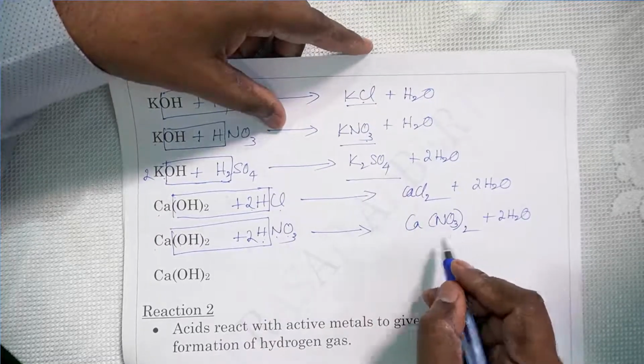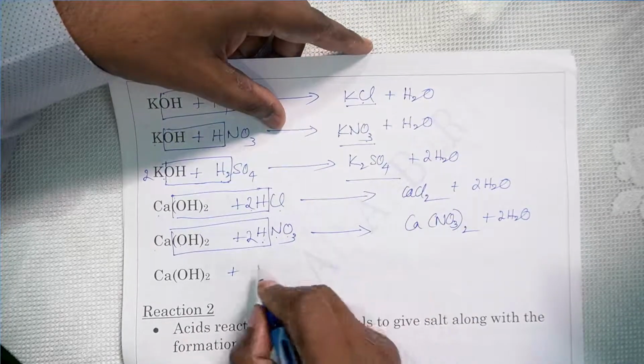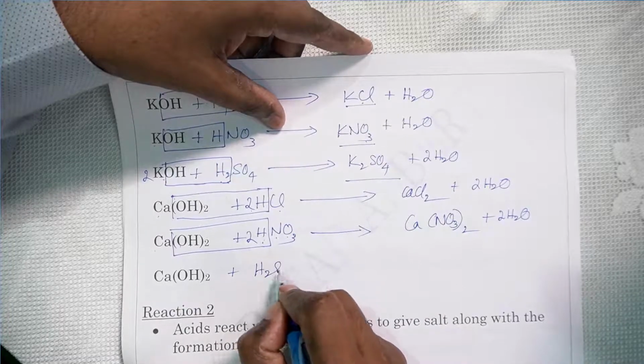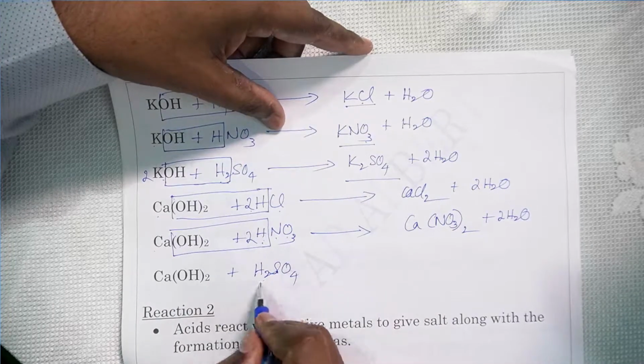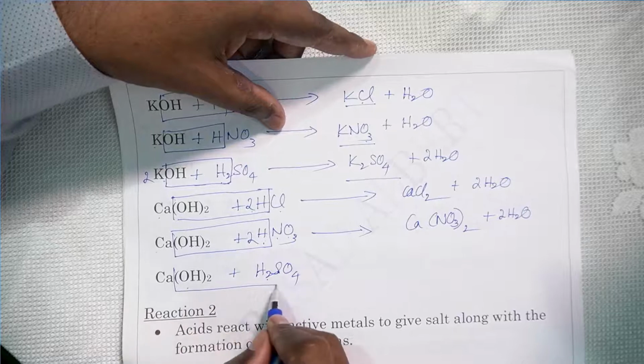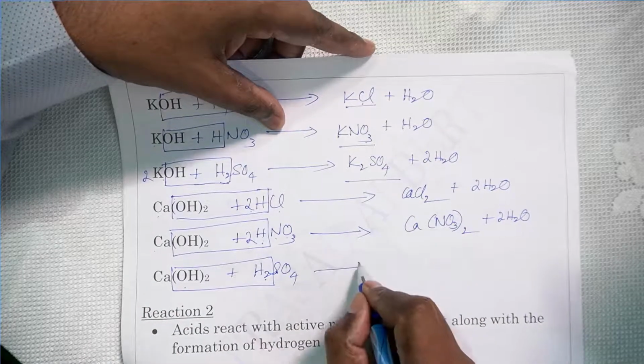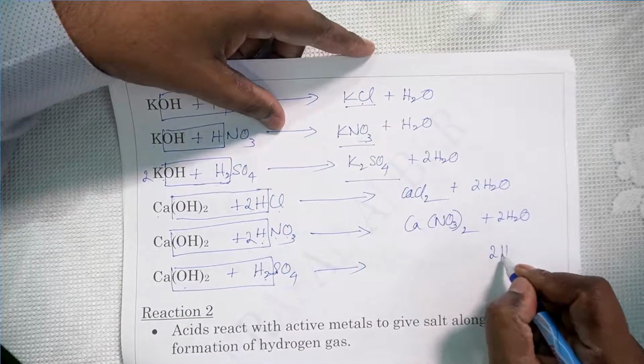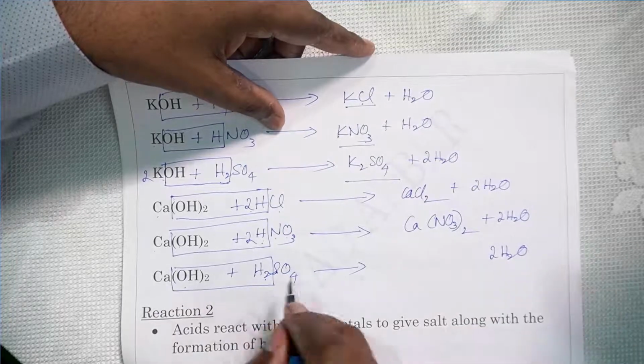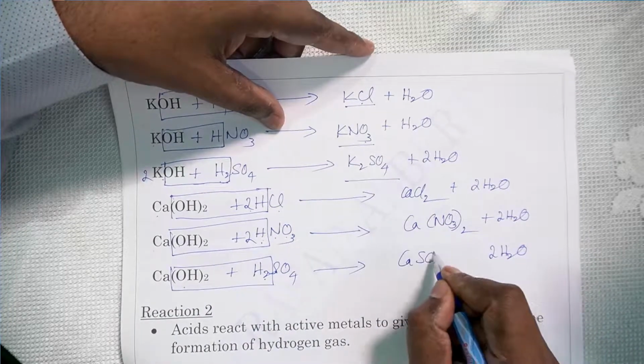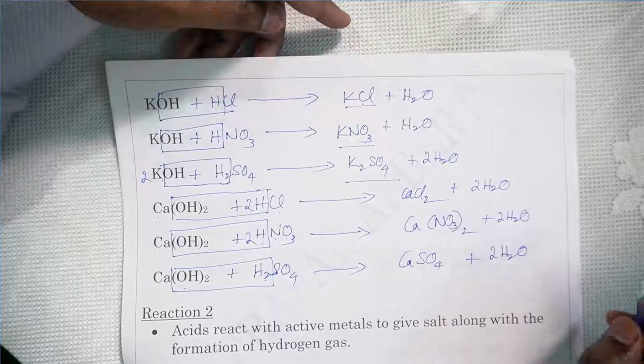This is calcium nitrate. And if you take sulfuric acid, H2SO4, there are 2 hydrogens and 2 OH, so they will balance perfectly. So you get 2 H2O, and the remaining is CaSO4. Okay, I hope you understood this.